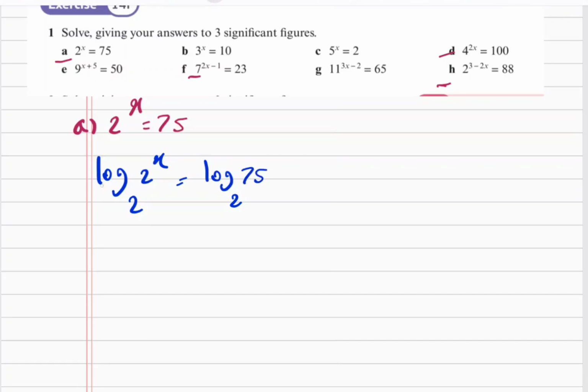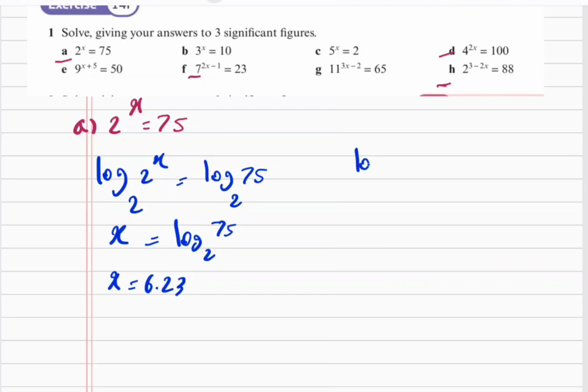At this point, log base 2 of 2 is just 1, obviously. Then remember that we can bring this power outside of the log, so we just get x on the left hand side, and the right hand side is just log base 2 of 75. Since we can give the answer to three significant figures, this is equal to 6.23.